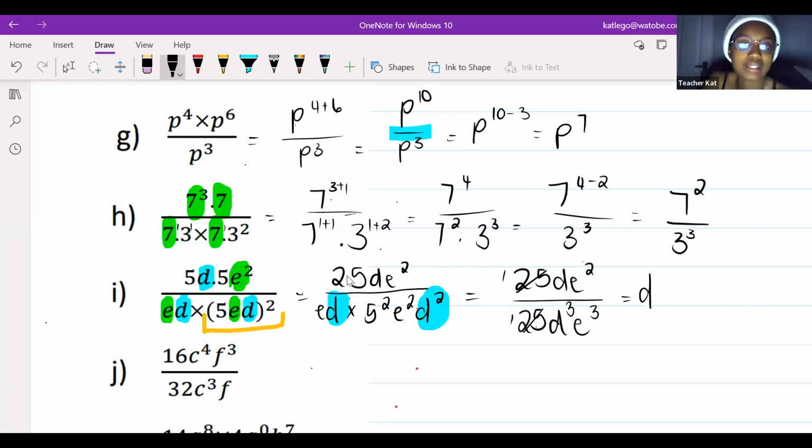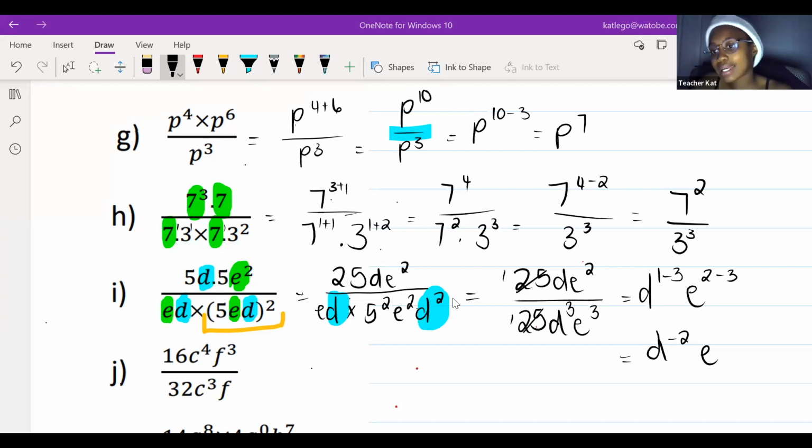Be careful, be careful. They do not cancel each other out, guys. What's 1 minus 3? Remember, it's always the numerator minus the denominator, right? So it's going to be 1 minus 3. And e as well is going to be 2 minus 3. So it's going to be d to the power of -2 and e to the power of what? E to the power of -1.